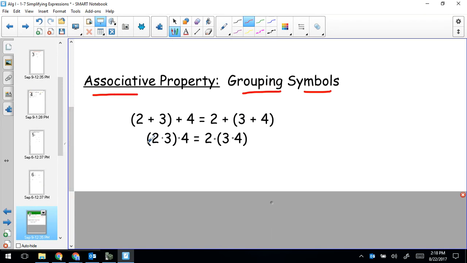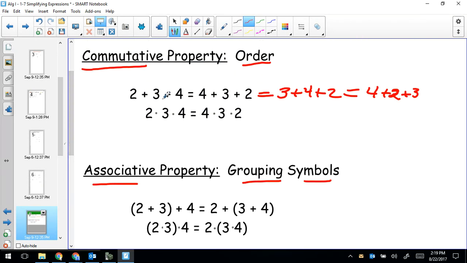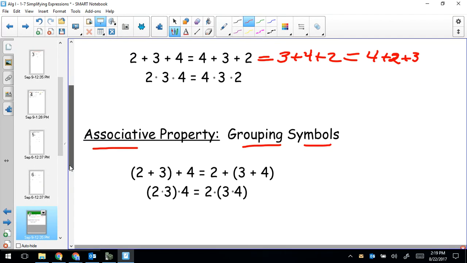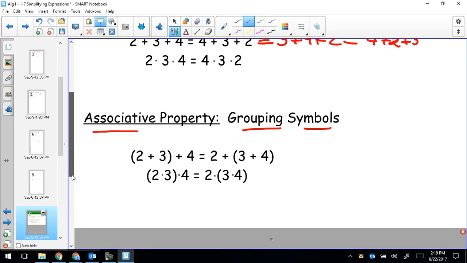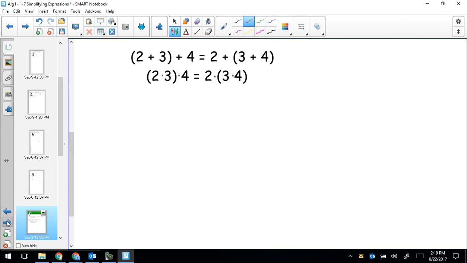Same thing with multiplication. 2 times 3 is 6, then times 4 is 24. 3 times 4 is 12, then times 2, again, 24. So I can change the grouping symbol, and it does not change the answer. Now, both of these, the commutative property and associative property, are only about addition or multiplication. I do not include division or subtraction here. So let's keep it going.